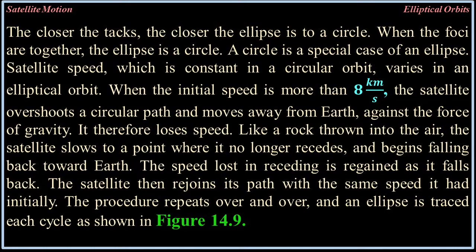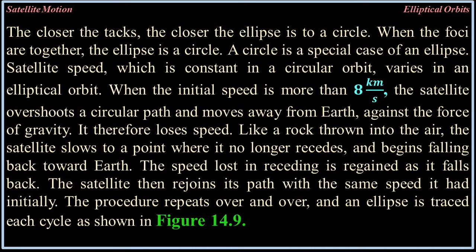The closer the tacks, the closer the ellipse is to a circle. When the foci are together, the ellipse is a circle. A circle is a special case of an ellipse. Satellite speed, which is constant in a circular orbit, varies in an elliptical orbit.